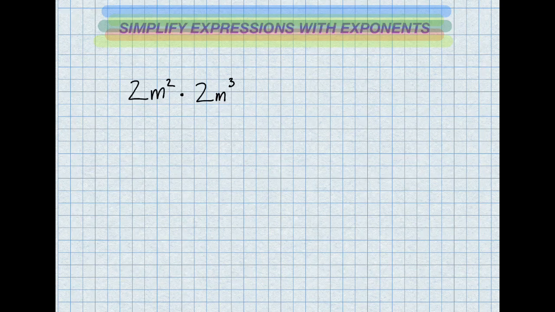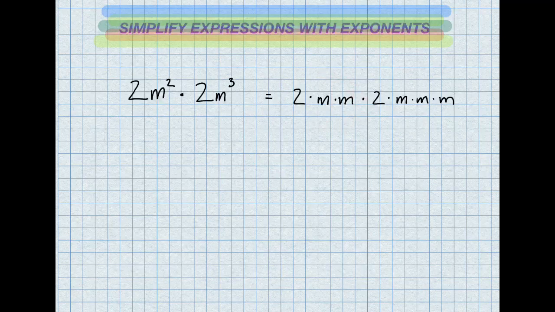Okay, so here's our first problem, 2m squared times 2m cubed. The first thing you want to note is that they're being multiplied. Everything's being multiplied together. Here I'll show you the longhand version and then we'll do the shortcut. You have 2 times m, there's your 2m squared, and then times 2 times m times m times m, and there is your 2m cubed.